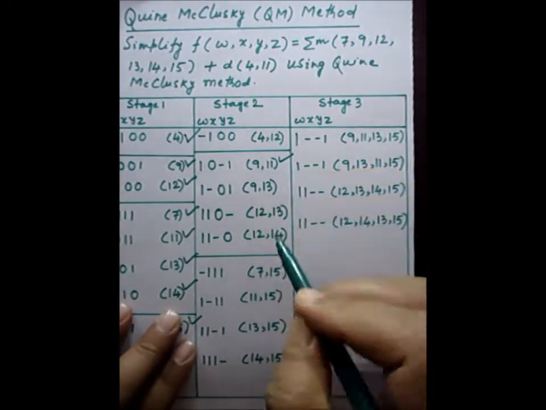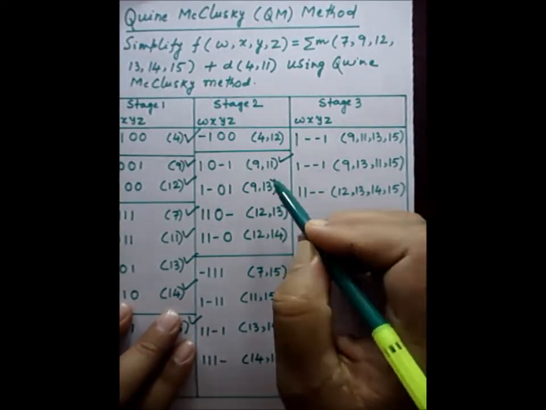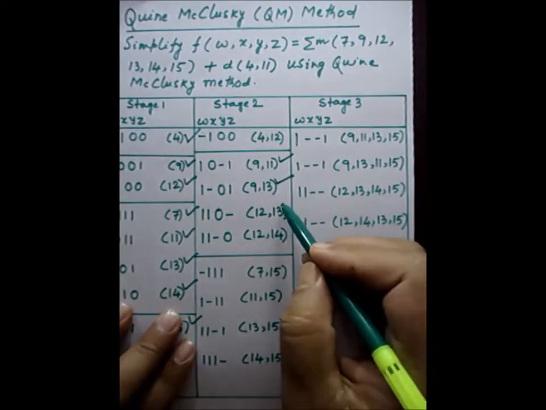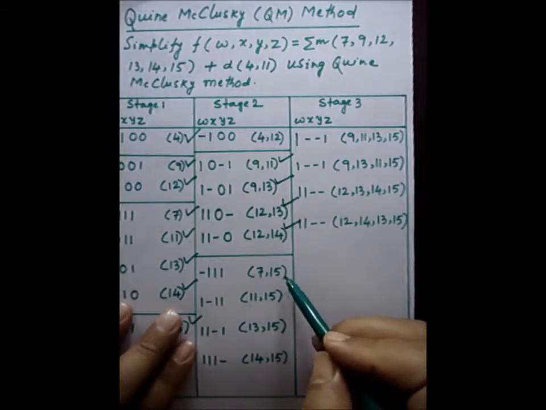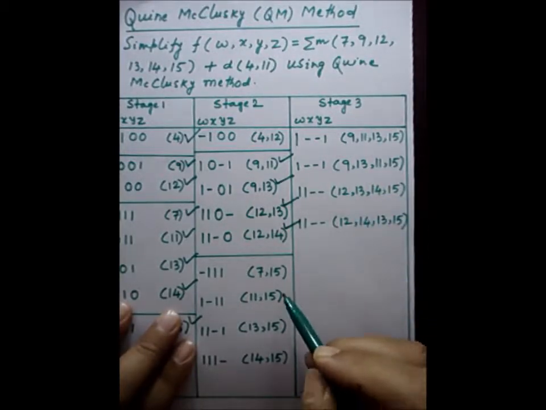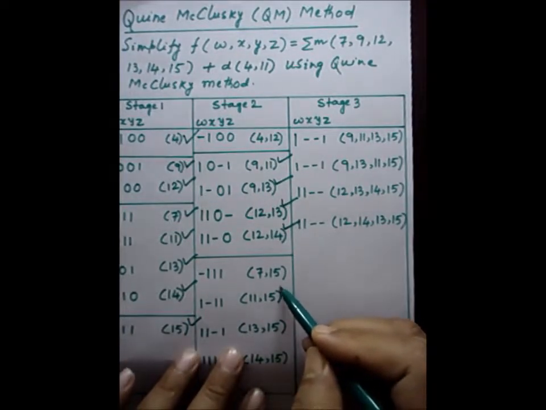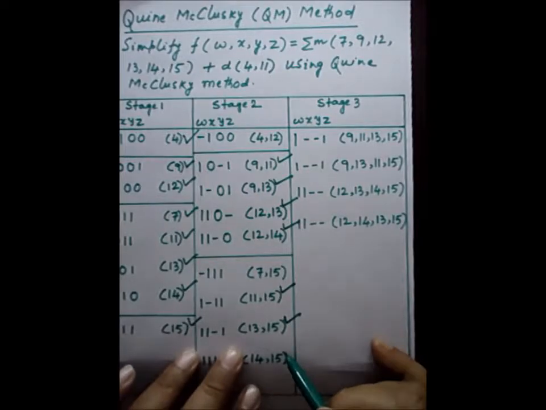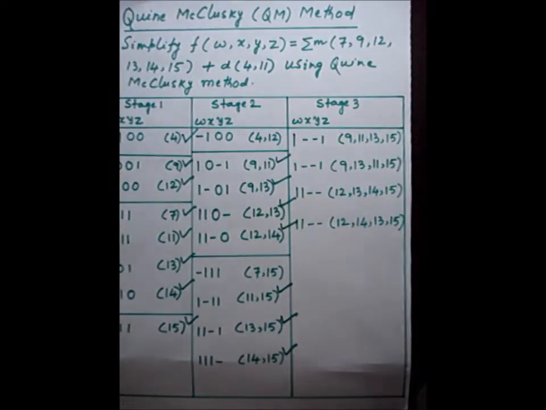9, 11 is already there. Then 9, 13 is there. 12, 13 is there. 12, 14 is there. Then 7, 15 is not there. Don't take it. Then 11, 15 yes, 13, 15 yes, 14, 15 yes. Therefore, in stage number 2 there are 2 unticked elements, and here obviously there is no ticking. Therefore, here now we come to the prime implicants.